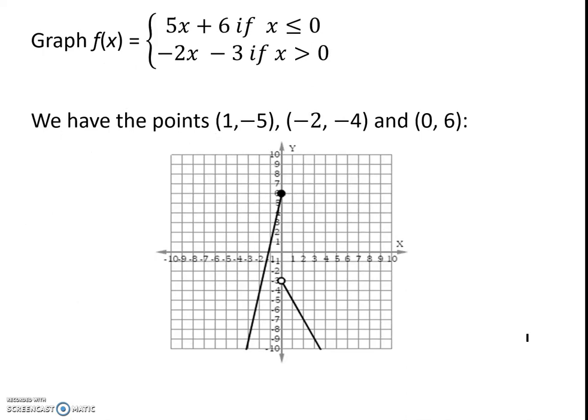Going on with our graphing of piecewise functions, we want to graph that, and we had those points (1, -5). (1, -5) is here. (-2, -4) is right there, and (0, 6), of course, is on our y-axis up here. So that's our graph of our piecewise function.